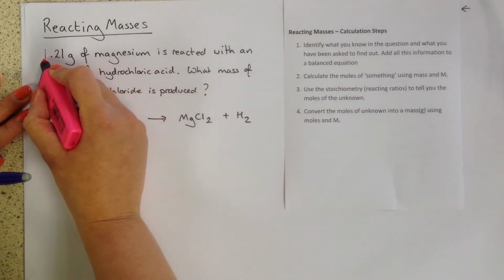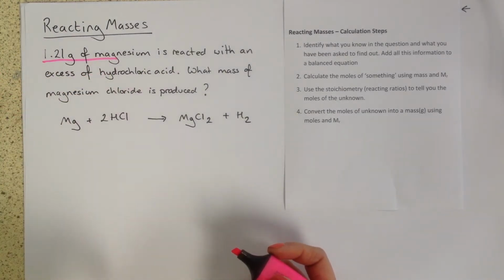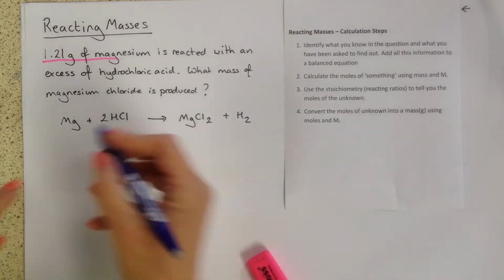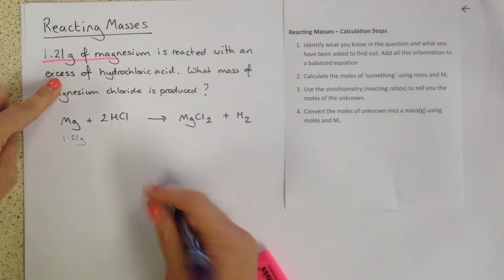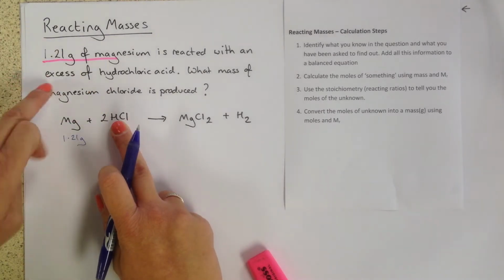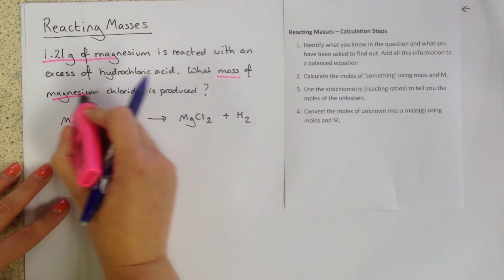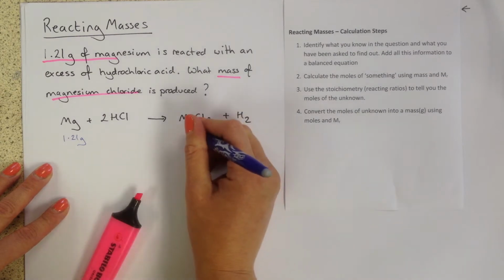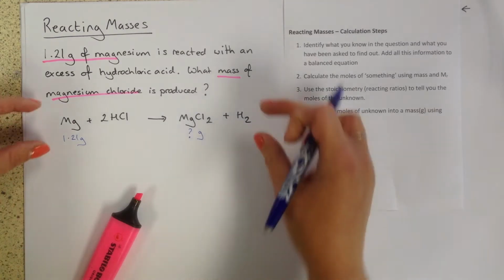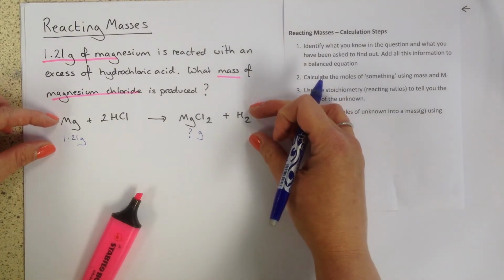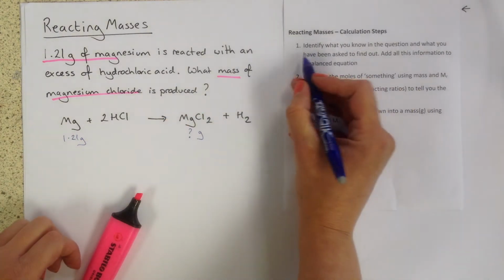So we know 1.21 grams of magnesium is reacted with an excess of hydrochloric acid. So that means we have 1.21 grams of magnesium. The excess of hydrochloric acid simply means we've got plenty, we've got more than enough. And it's asking us to work out the mass of magnesium chloride produced. Okay, so write a question mark under that, and we need to know the mass. So if we look at the equation now, it's dead straightforward, we can see it. We've got 1.21 grams of that, and we need to know how much of that is produced. So we've done step 1.